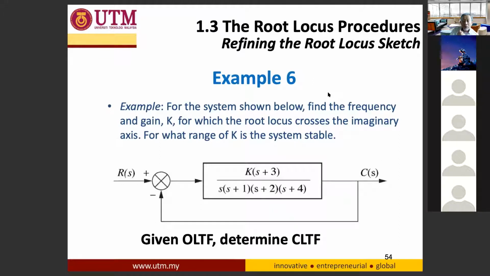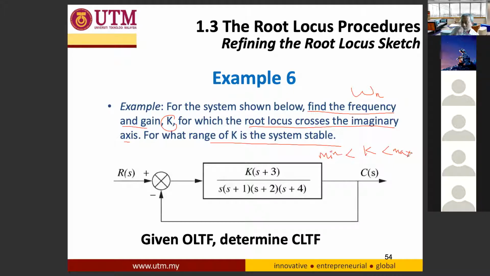You are required to find the frequency and gain K for which the root locus crosses the imaginary axis, and for what range of K the system is stable. So you are required to find the frequency, which will be omega n, and the gain K, for which the root locus crosses the imaginary axis. Then you have to find the range of K, minimum and maximum.